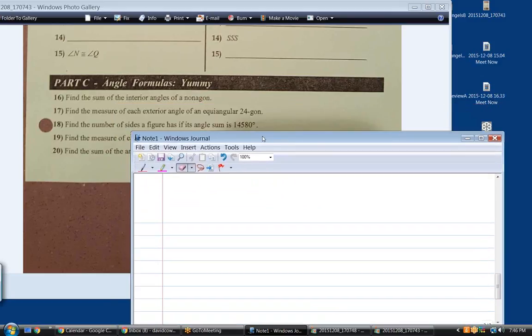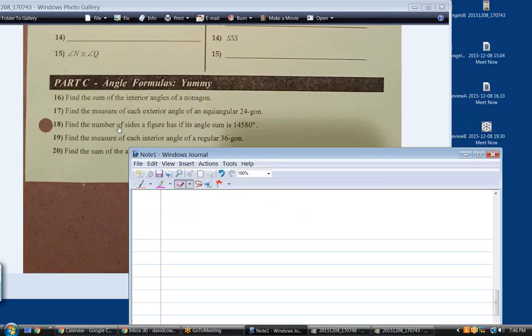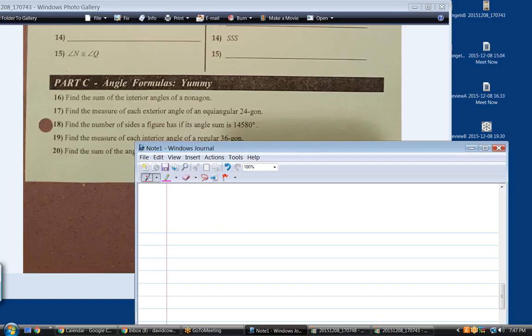I don't think we need to do some of these. Do you have a calculator in front of you? I do.